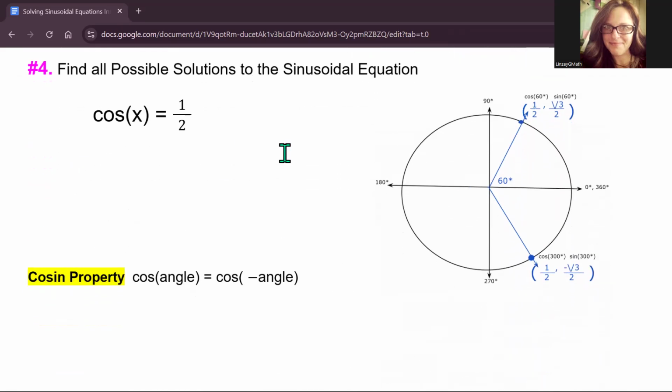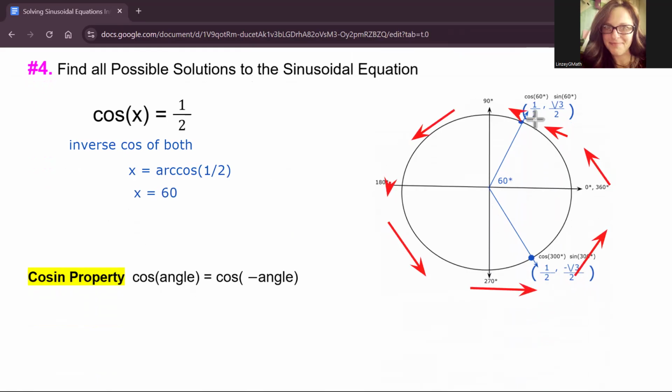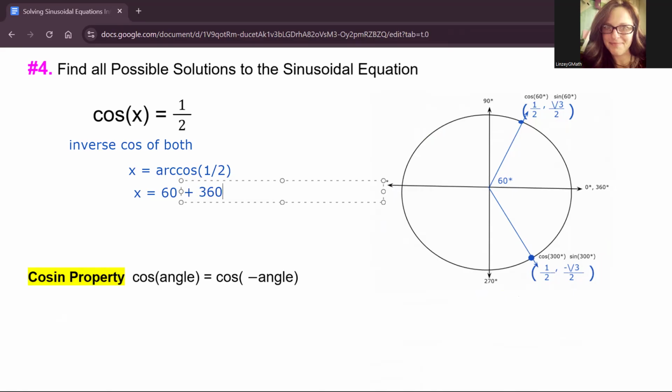Number 4, solving cosine of x is equal to 1/2. We will take inverse cosine of both sides of the equal sign. Inverse cosine and cosine cancel out, and we're left with x is equal to inverse cosine of 1/2. And we get our angle in degrees. x is equal to 60 degrees. Now here again, we can go any number of revolutions around the circle to get back to that point. So we will do plus 360n to get all of the solutions. So this is our first solution set.